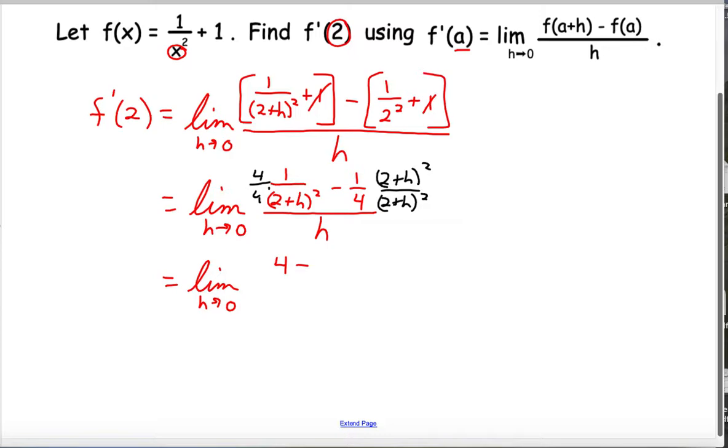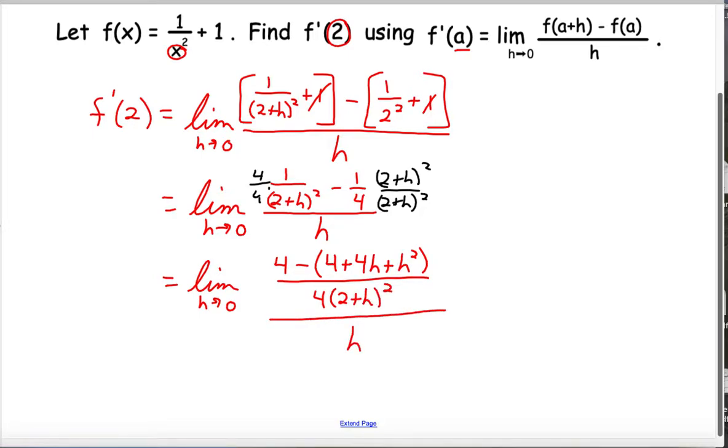All right, so now I can combine those two fractions and I'm going to get 4 minus, and now 1 times the quantity 2 plus h quantity squared. Let me put that in parentheses. It's going to be 4 plus 4h plus h squared, and all of that is over the common denominator of 4 times 2 plus h quantity squared. And then dividing everything by h is the same as multiplying the numerator by 1 over h.